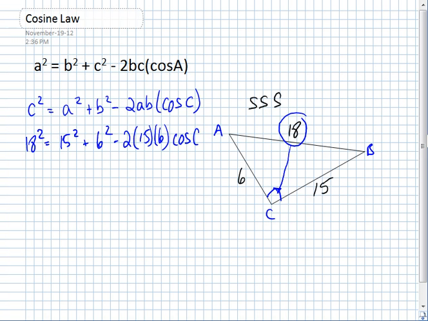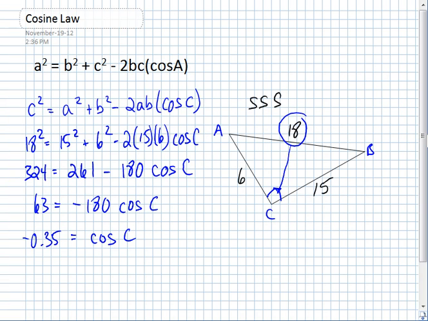Let's fill it in. Then we're going to have to do a little bit of algebra and solve for cosine C. So figure out 15 squared plus 6 squared and then subtract it from both sides. And then you're going to divide by negative 2 times 15 times 6. Okay, let's look at the next video for a couple of examples.